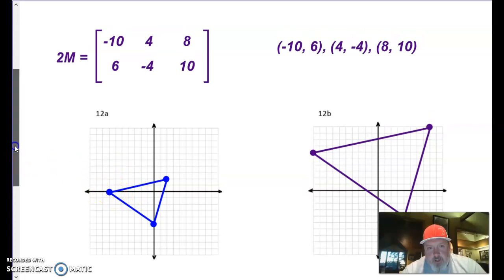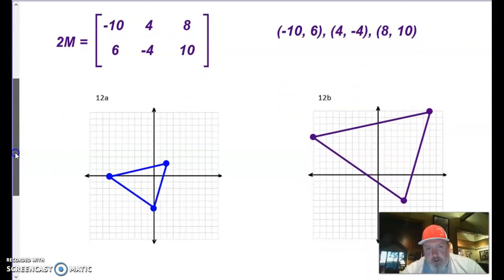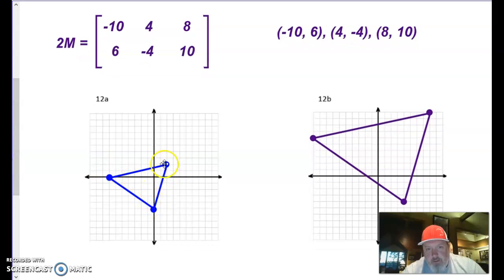So with the first one, again, you have negative 7, 0, 0, negative 5, and 2, 2. And with 12b right here, negative 10, 6, 4, negative 4, and 8, 10. So we just graph those 3 points, make our triangle. So this one was twice as big as the original, and this one was moved down 3 and left 2.